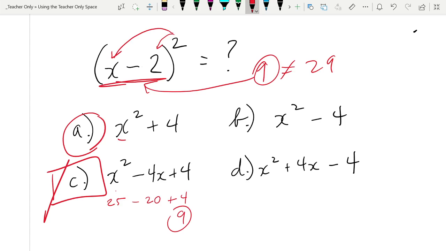Again, what if x was 5? Put a 5 in here. What's 5 minus 2? 3. And what happens when you square 3? 9. But if I put a 5 in here, do I get 9 in this expression? No. So they can't be equal to each other. Put a 5 in this one. Can't be equal to each other. Even put a 5 in this one. You get 25 plus 20 is 45 minus, you get 41. No, the only one that works is C. What's going on?